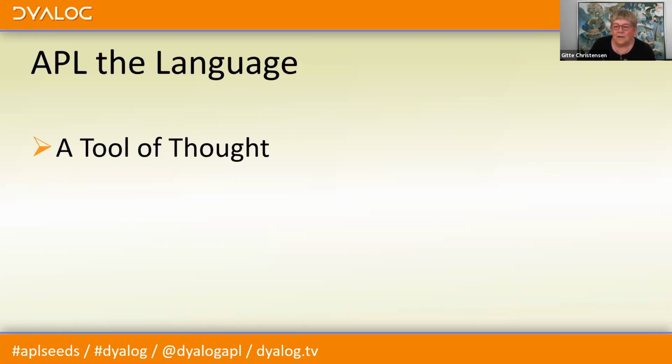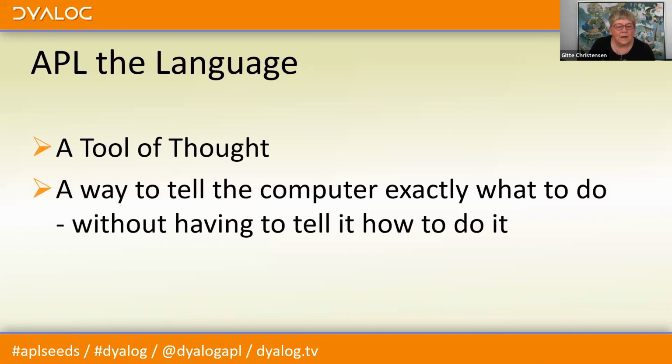So the language APL, it's a tool of thought. It's a way to tell the computer exactly what to do without having to tell it how to do it. There's no declarations, there's no semantics. You just tell it how to manipulate the data and get the result. And it does tell you the result without you having to declare how wide it is and how many numbers to expect, etc.